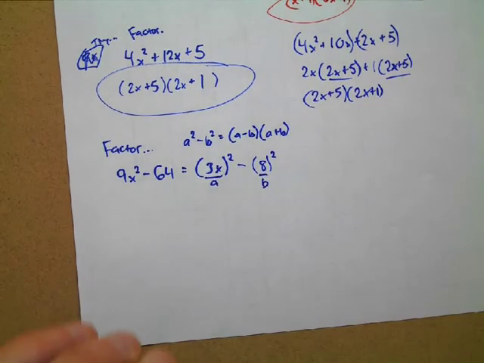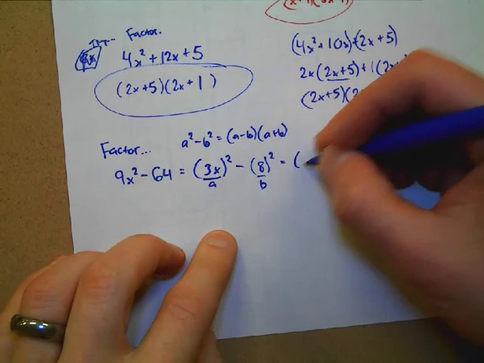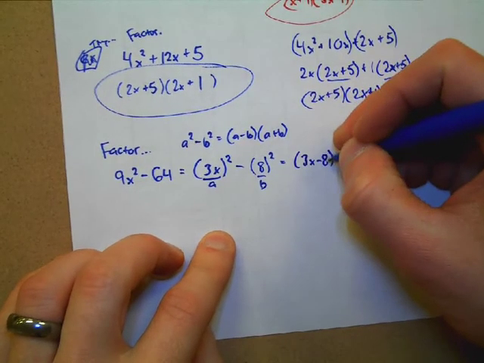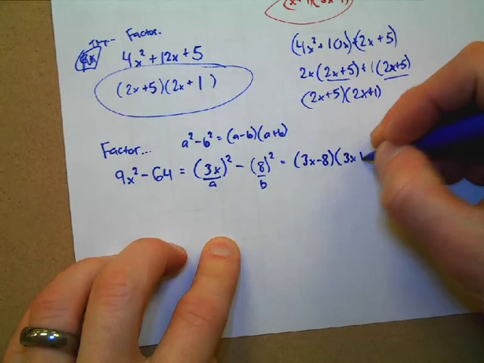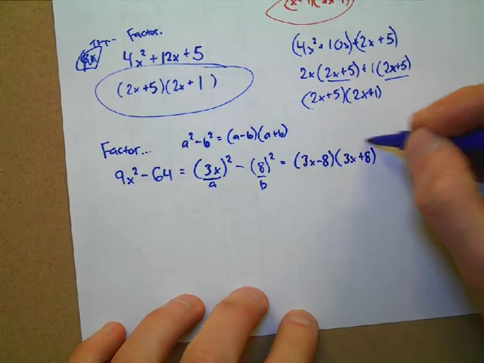Okay. So do we see that? A squared minus B squared. The 9x squared is really the quantity 3x squared. 64 is really 8 squared. So that means our A is 3x, the thing that gets squared to give us this. 8 is our B, because when you square it, you get that 64. So then what does this factor to? It will factor to A minus B, A plus B: 3x minus 8, 3x plus 8.